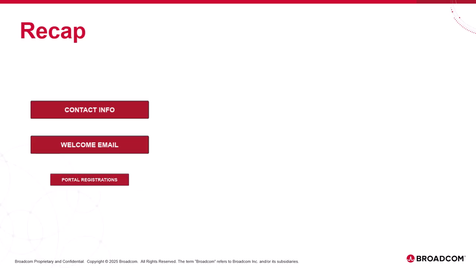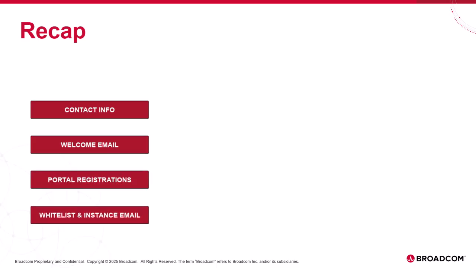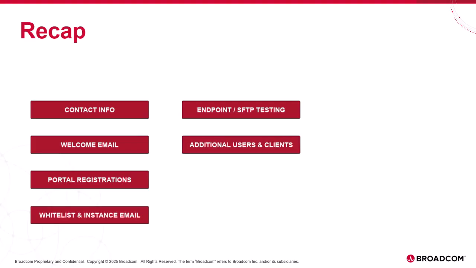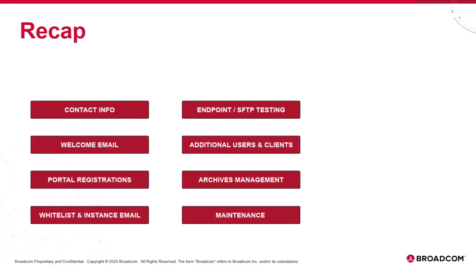Let's recap. You send the privileged point of contact to Broadcom. Broadcom sends you the welcome email. You register on the support and status portals. Broadcom whitelists your systems and sends you the second email with the details of the instance. You use this information to test the JCP, REST API, AWI, and SFTP. You create additional users and clients. You deploy an automated procedure to download your operational data archives. You acknowledge the maintenance schedule.